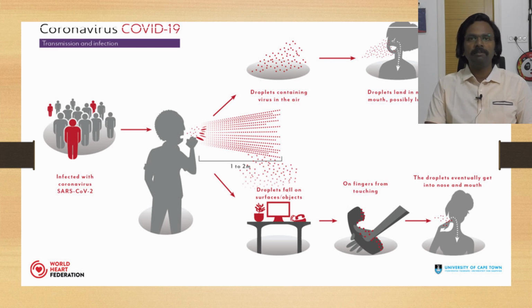A person infected with COVID-19, even in the asymptomatic phase, so we should underline this, even in the asymptomatic phase, when he coughs, sneezes or even talks, will release the virus in the respiratory droplets. And when these respiratory droplets come in contact with the mucous membrane of the eyes, nose, mouth, the person acquires infection. These droplets can fall on surfaces. When these surfaces are touched, and you touch your hands to your mouth, nose or eyes, the person acquires the infection.